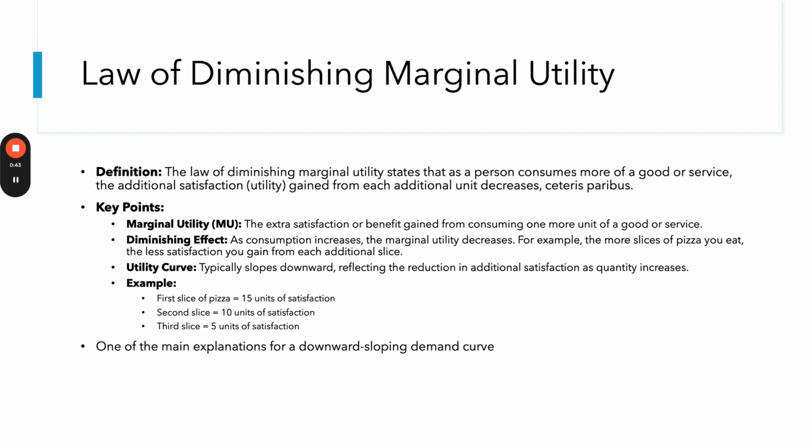Marginal utility is the extra satisfaction or benefit gained from consuming one more unit. So marginal is always one more unit of a good or service. Diminishing is because as consumption increases, marginal utility decreases.